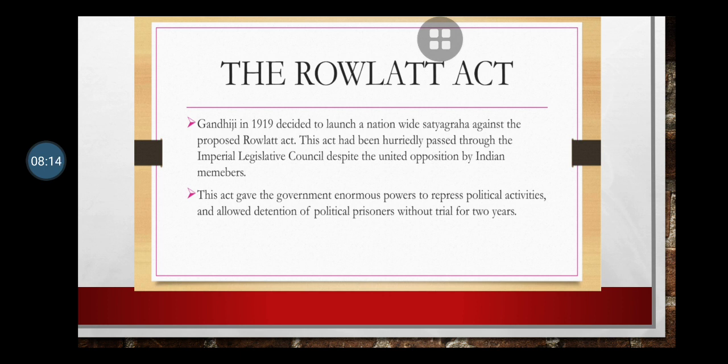So Indians resisted, right? And this act definitely gave the government enormous powers, huge powers, to repress political activities, and it also allowed putting people behind bars. Those who are leaders, they could be put behind bars. Detention of political prisoners would be there without trial for 2 years.